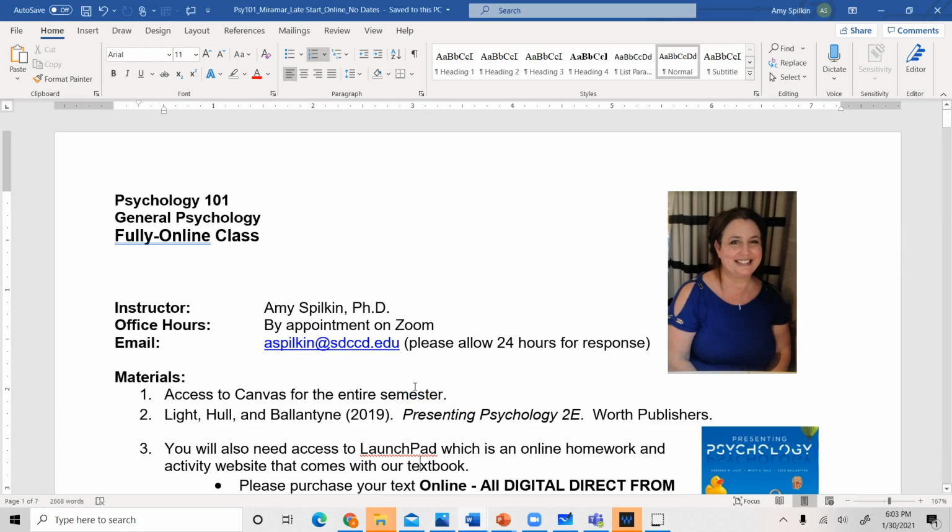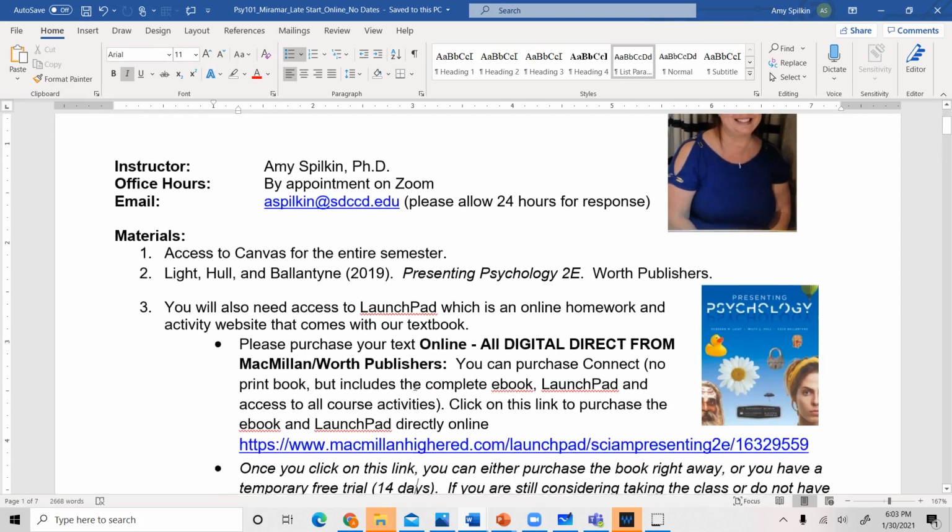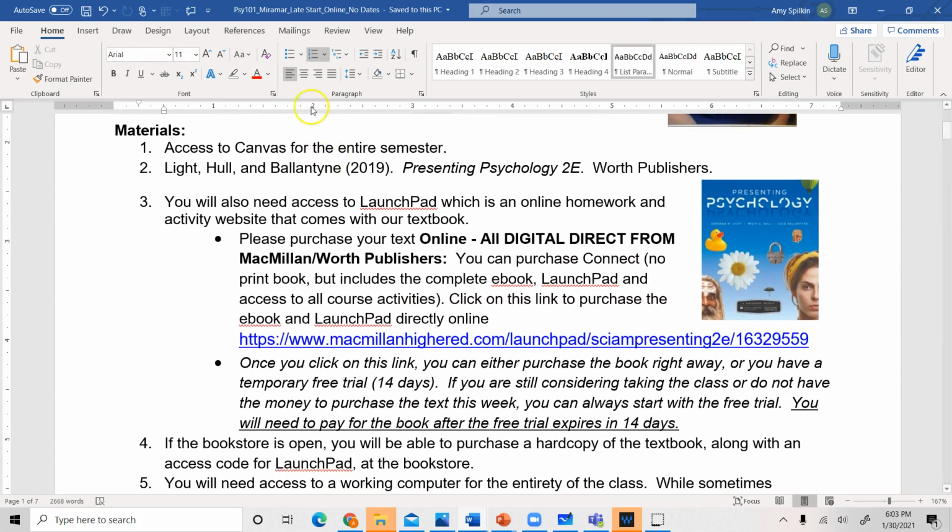All right, materials that are needed for this class. You'll need access to Canvas for the entire semester. The book we'll be using is Presenting Psychology. It looks like this, second edition. And then you'll also need access to Launchpad, which is an online homework program that comes with the textbook. So Presenting Psychology and Launchpad come together.